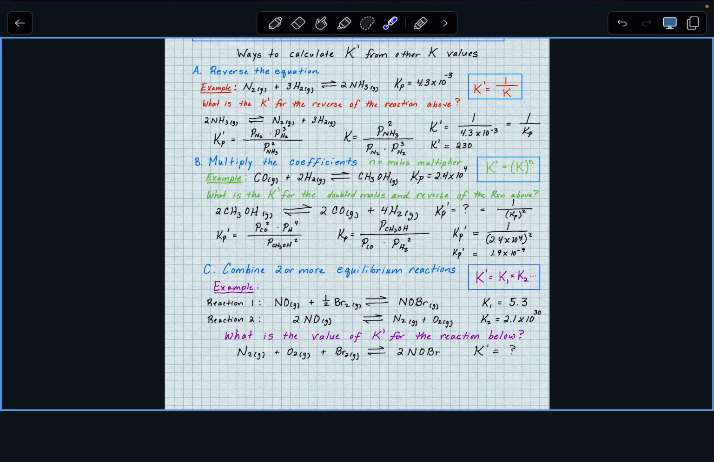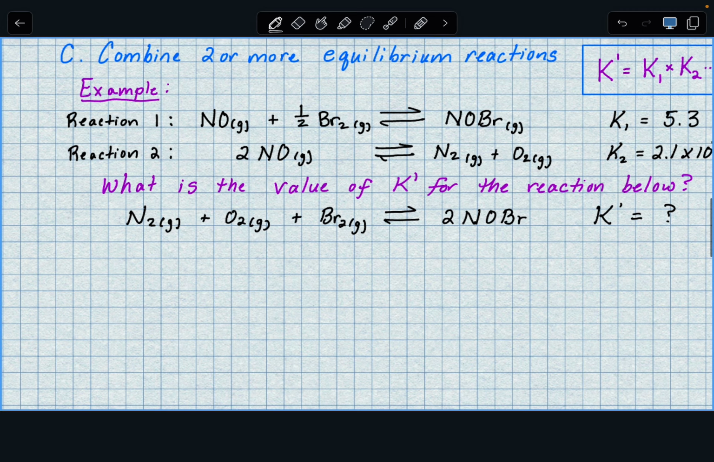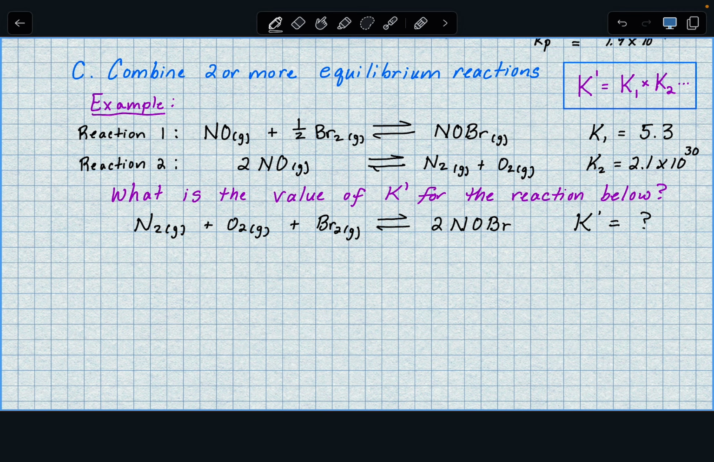All right, on to the hardest one. And I did a couple changes again just to make this one a little bit more challenging. When we combine the equations, we actually will multiply the K values for each reaction, but I also wanted us to do a couple changes to each equation just to make this one more difficult. All right, so let's zoom in and take a peek at this last example here.